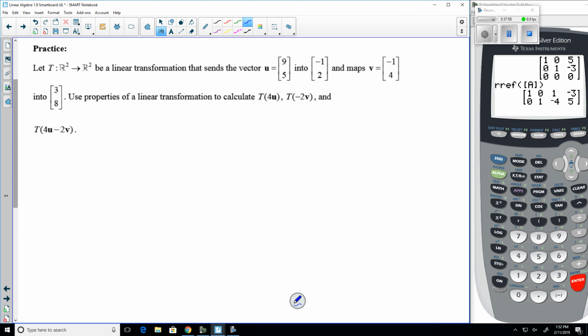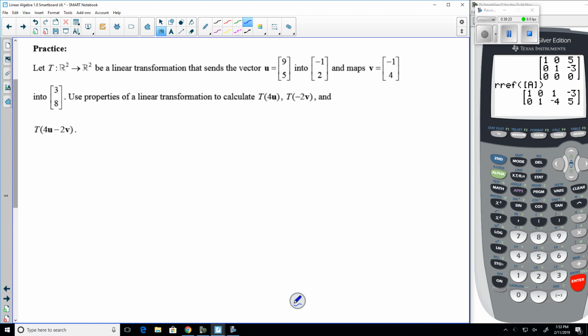Well, let T be a transformation that maps R2 vectors to R2 vectors. Let it be a linear transformation. It sends the vector u, 9, 5, or sorry, the vector u, 9, 5, into negative 1, 2. It maps the vector v, negative 1, 4, into 3, 8. Use the properties of a linear transformation to calculate these 3 different transformations.